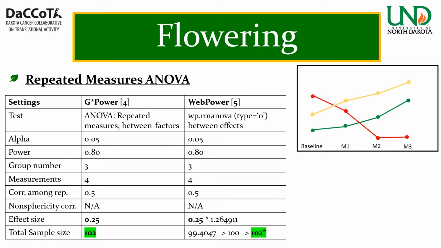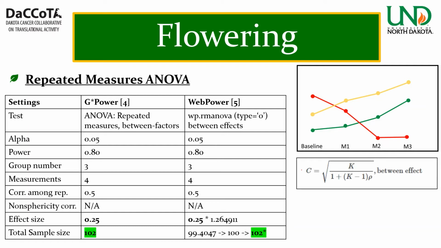Anyways, for WebPower, you actually needed to multiply the effect size that you would normally add into GPower by a coefficient called C. For between factors, it is calculated like this. We have K, the number of repeats, and then rho here is the correlation between repeated measures. So you need to take that and add it. So in GPower, if I add typical alpha, power, group number, measurements, correlation, just 0.05, and effect size, I get a total of 102 samples.